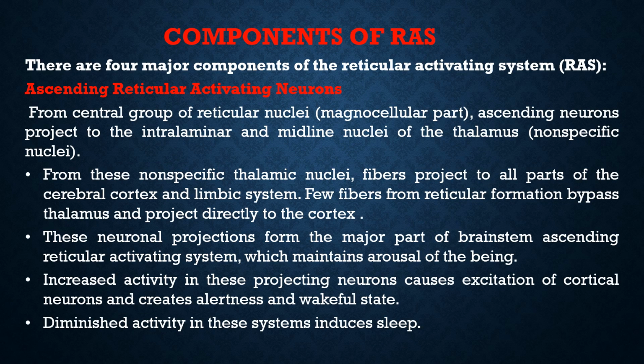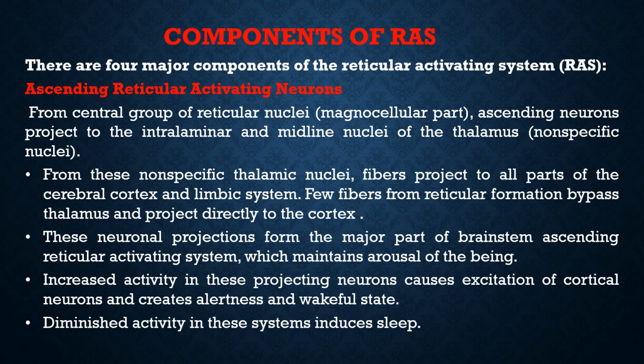So now we will see the components of reticular activating system. So there are four major components. So first one is ascending reticular activating neurons. From central group of reticular nuclei, that is magnocellular part or gigantocellular part, ascending neurons project into the intralaminar and midline nuclei of thalamus. Okay, so thalamus is a separate class, it will be discussed later. So in this there are various nuclei present. So from the central group of reticular nuclei, ascending neurons will project to the intralaminar and midline nuclei of thalamus.